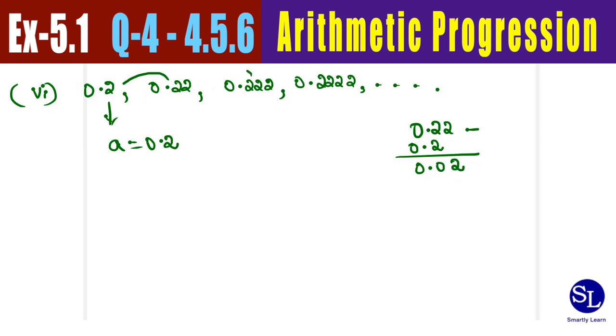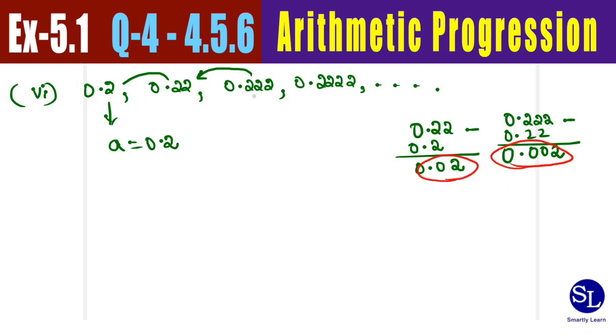Now let us do it between the third and the second term to see if this exists. So 0.222 minus 0.22 will give a 0.002. So the common difference does not exist between these numbers. Therefore, this is not an AP. Since it is not an AP, we can't generate the next three terms. So we close the answer there.